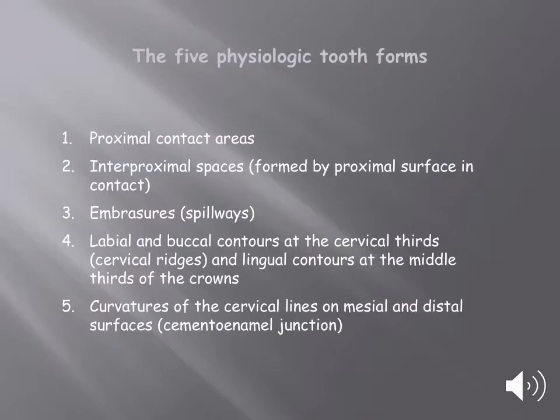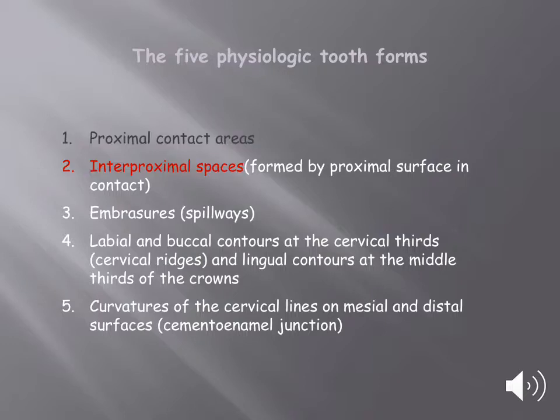This is now part 3 of a discussion on the physiologic form of the teeth and the periodontium. In the previous parts, we discussed the proximal contact areas. Now we're here to discuss the interproximal spaces.